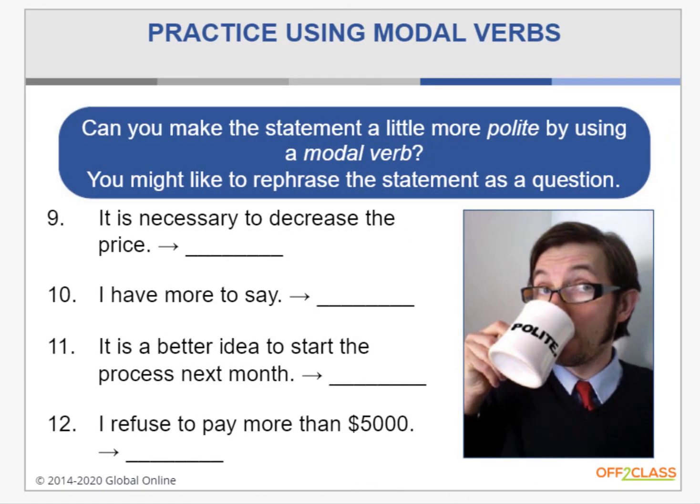So I want you to practice using modal verbs. I want you to take these statements and rephrase them as a question so they can be more polite. So instead of direct language, it is necessary to decrease the price. How can you rephrase that? So how about instead of it is necessary to decrease the price, how about might we decrease the price? See how I did that? How about the next one? I have more to say. How would you rephrase that? What's a way you could say that?